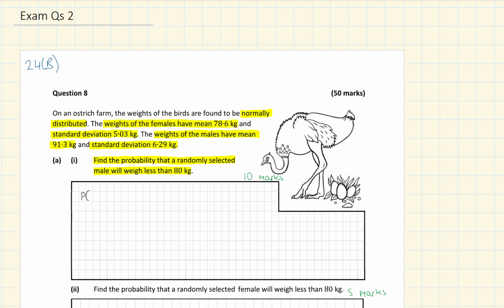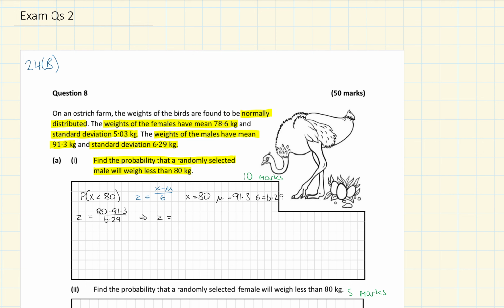So they want the probability that x is less than 80. We need to get a z value. So from your log tables, that's x minus mu over your standard deviation. The x value is 80. The mean weight for the males was 91.3. The standard deviation is 6.29. Into our formula, we get 80 minus 91.3 over 6.29.